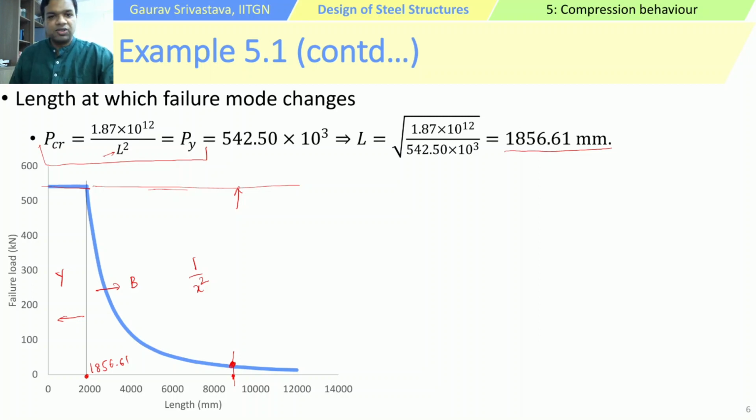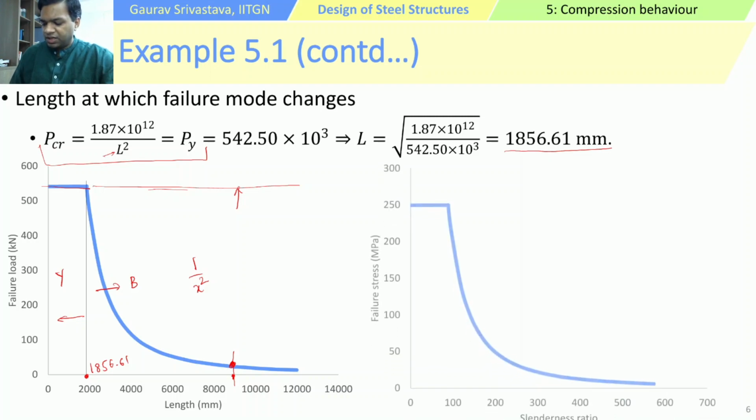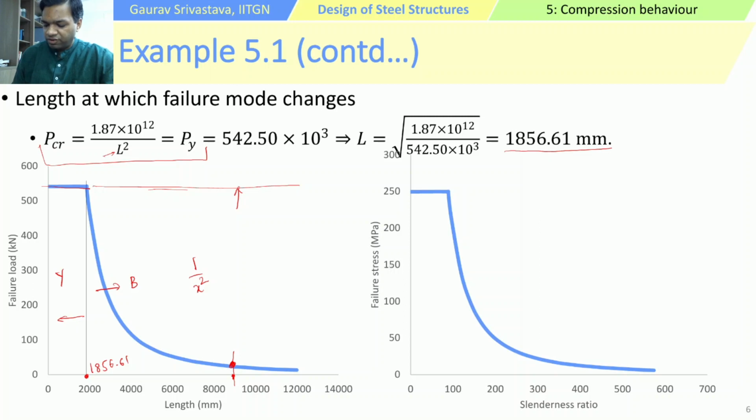So the figures of this kind which we have just drawn are called column strength curves, right? Based on these curves, one can predict the behavior of a column for different lengths. Now, one of the caveats here is that it depends on the length and we are measuring the load directly. So one simplification, which will make things more general, is that we can develop a graph between failure stress and slenderness ratio.